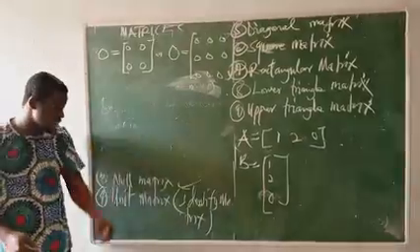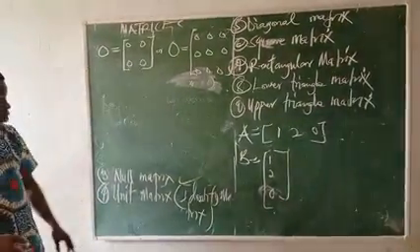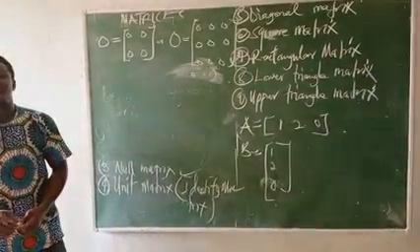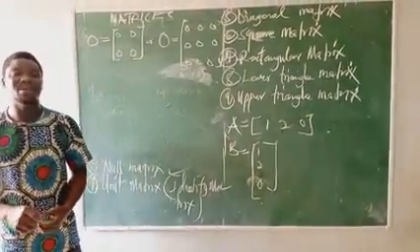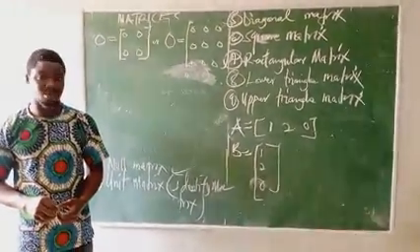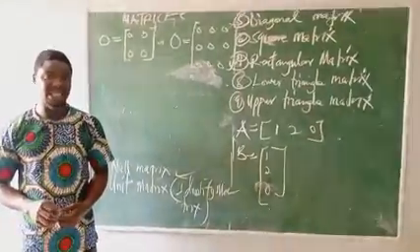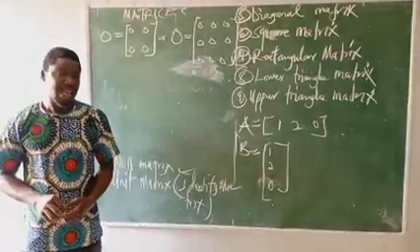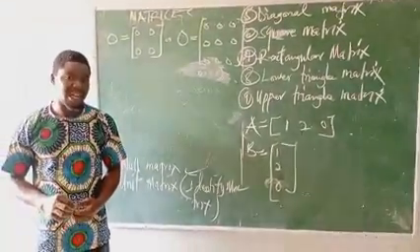Please, all these matrices are special. And then for the unit matrix, or the identity matrix. Now, a matrix is said to be an identity matrix if all its elements are 0, except the elements in the leading diagonal, which must be equal to 1. It is normally denoted as letter I.